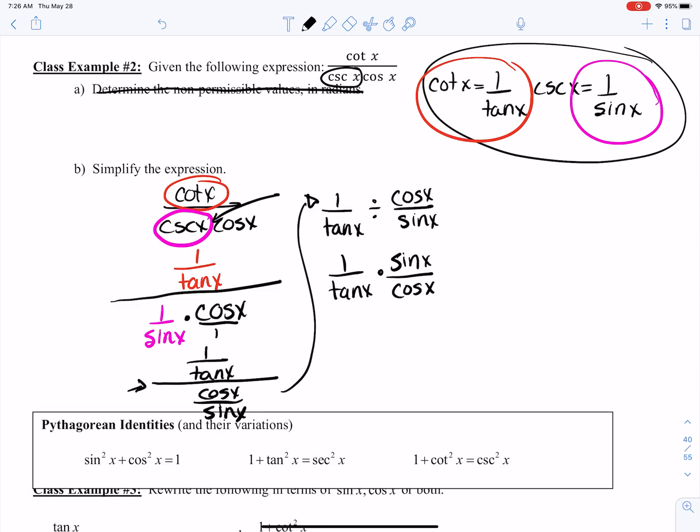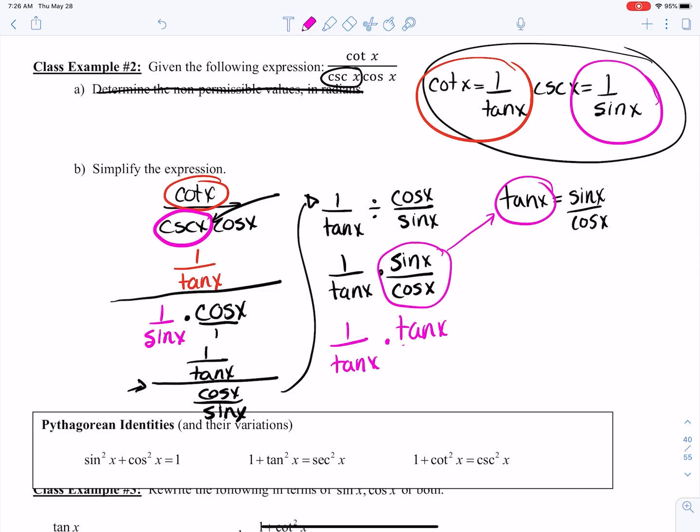Now, if you take a look at your formula sheet, we know that there's an identity on there that says tan x is equal to sine x over cos x. So I'm going to take this out of here and replace it with tan x. So I end up with 1 over tan x times tan x. And again, when I multiply fractions, I multiply straight across. So this gives me tan x over tan x, which simplifies to 1.